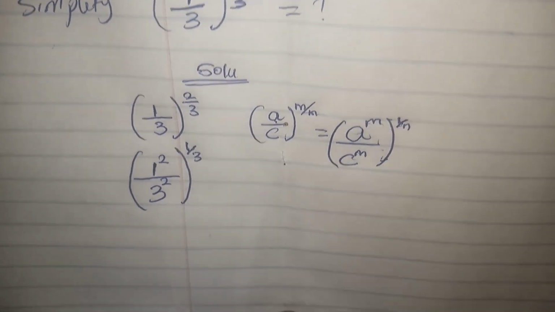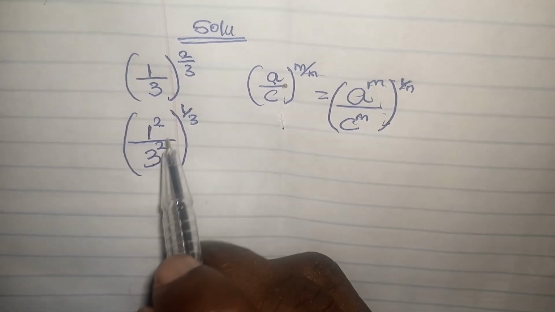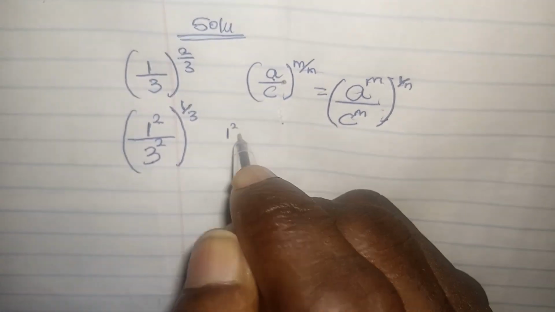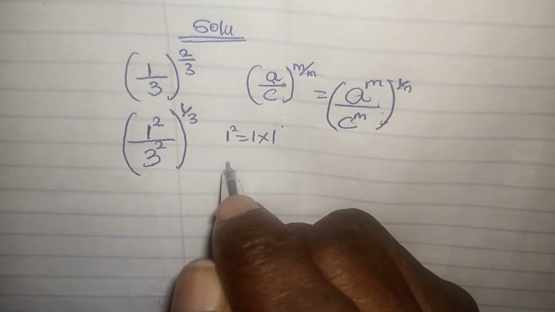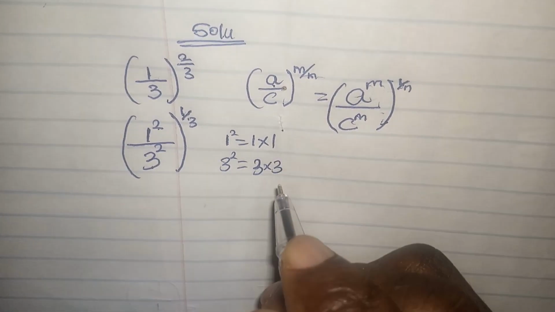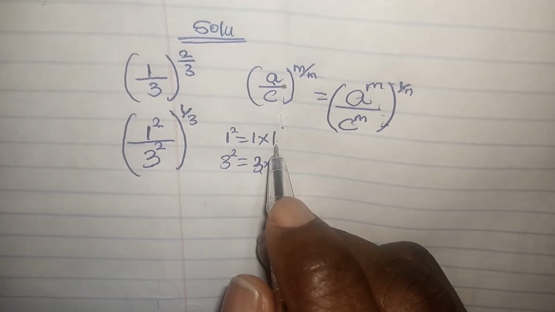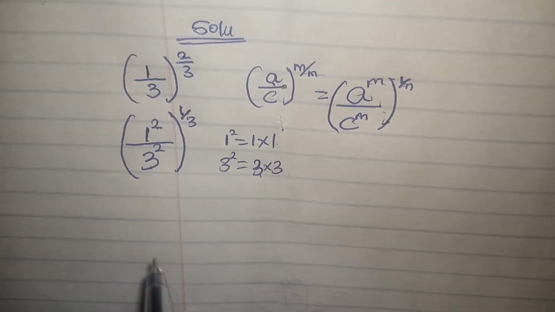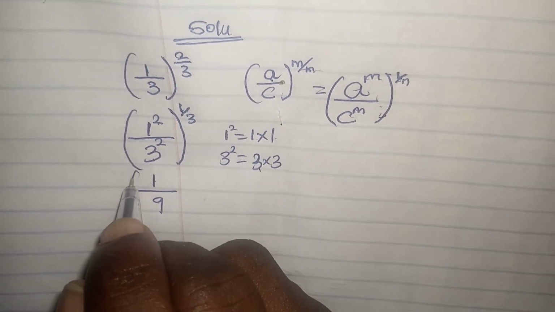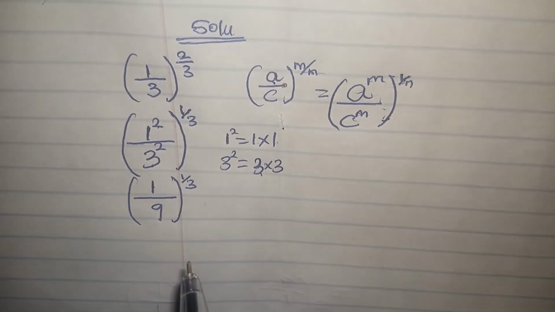So we've done this, and we are now having (1 squared over 3 squared) to the power of 1/3. 1 squared is equal to 1 times 1, and 3 squared is equal to 3 times 3. So 3 times 3 gives us 9, and 1 times 1 gives us 1. So we are having (1/9) to the power of 1/3.